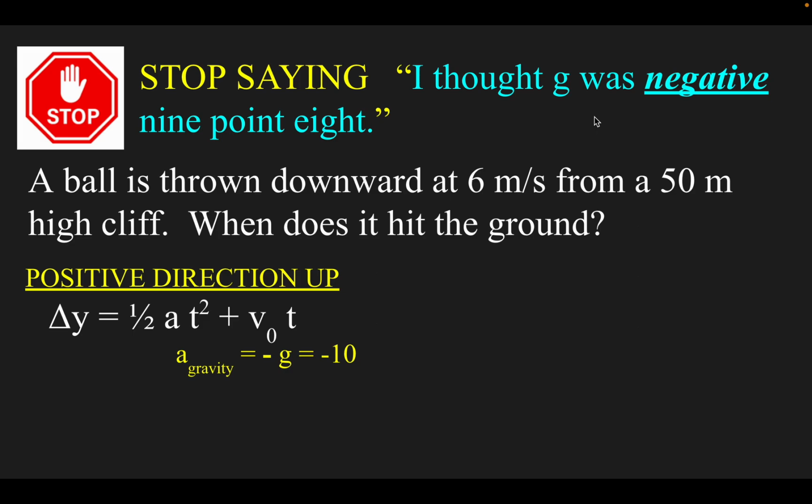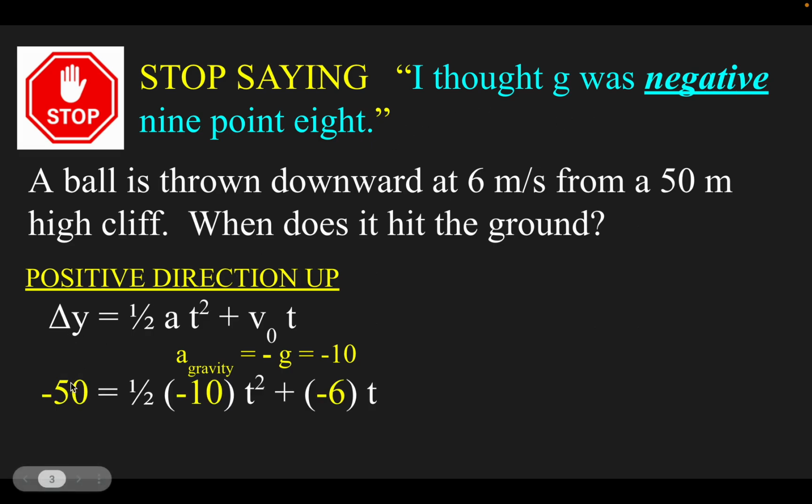Now if we plug these quantities into that equation, delta y is negative 50. Why is that? Because positive was up and the thing went down, so the final position was lower than the initial position. The acceleration due to gravity is negative 10, or negative 9.8 if you must. And the initial velocity, v naught, is negative 6 because we threw it downward. When you solve that with a calculator, the quadratic formula, or your favorite method, you'll get 2.62 seconds.